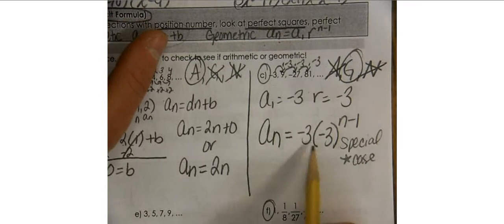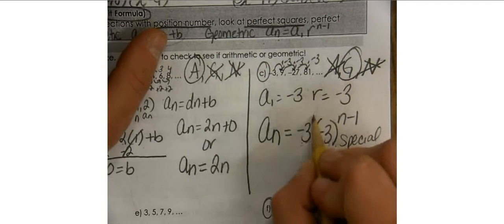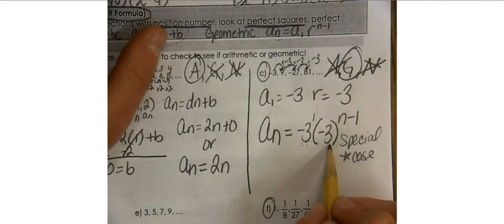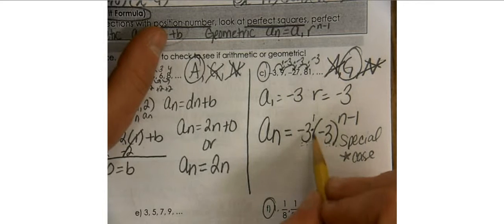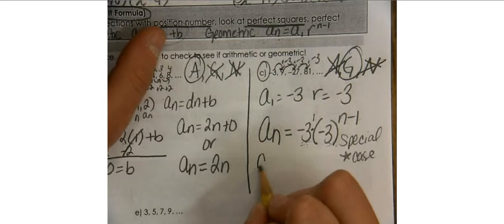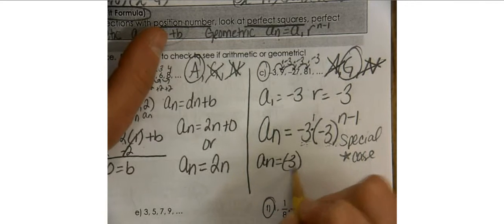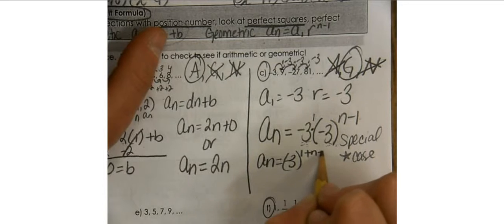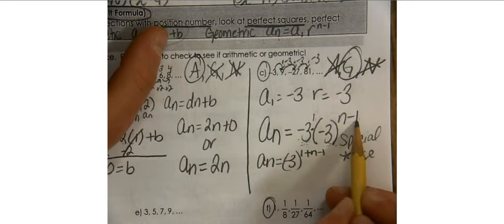Do you guys see how we're multiplying by -3, and this is -3, and these two numbers are exactly the same? So whenever you have two powers with the same base, we always add the exponents. Do you guys remember doing that? Whenever you multiply two powers with the same base, we're going to add our exponents. So this really means A sub n is equal to -3 to the 1 plus n minus 1 power. We're multiplying two powers with the same base, so we add our exponents together.